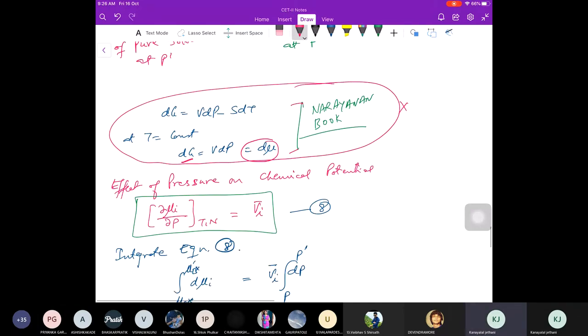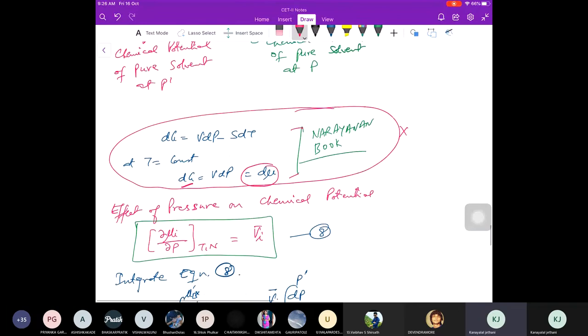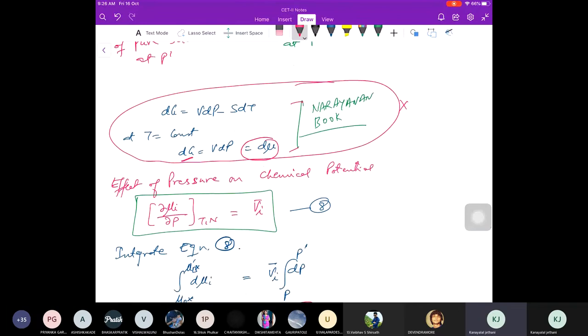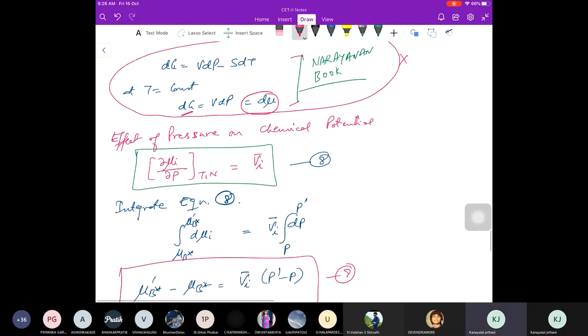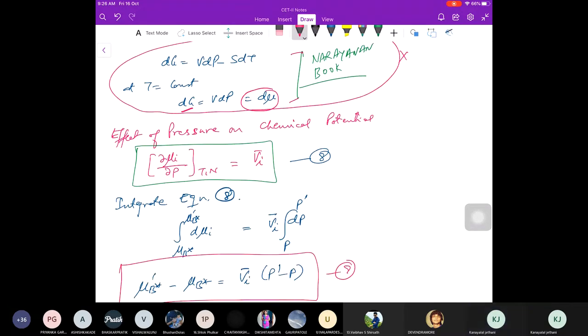Let's see another way of doing this. Derivation here, we can do in many ways. So let us start with the effect of pressure on chemical potential, which we have done before, which is del mu i by del P at constant temperature and composition is equal to v i bar. So if you integrate equation 8, what we'll get is the integral of d mu i from mu b star to mu b star prime.